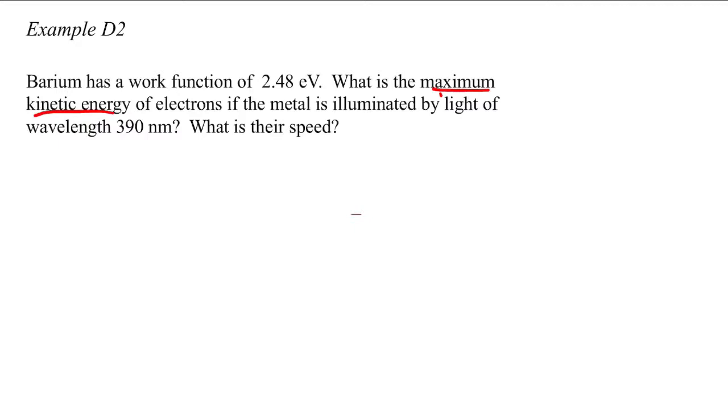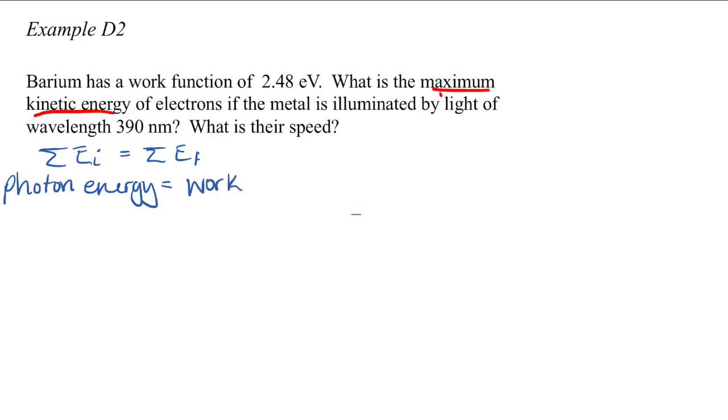Again, remember, this is the kind of thing where you're going to have to come up with this equation on your own. We know that energy in is equal to energy out. That's all we need to know. So what's the energy going in? It's the photon. And then, of course, some of that goes towards ejecting the electron. Remember, that's what we call the work function.